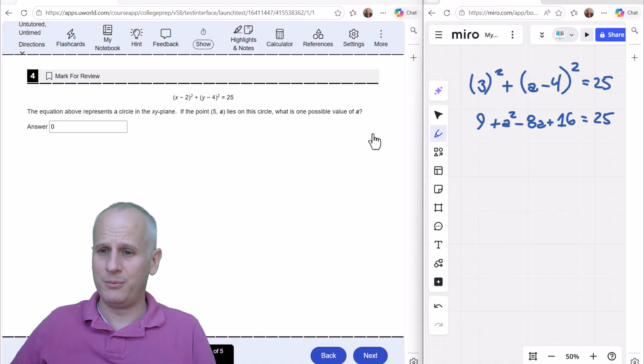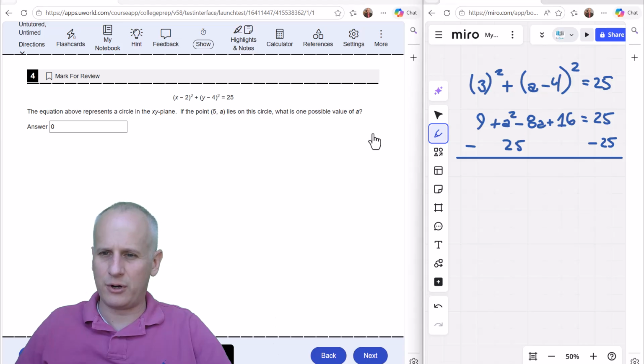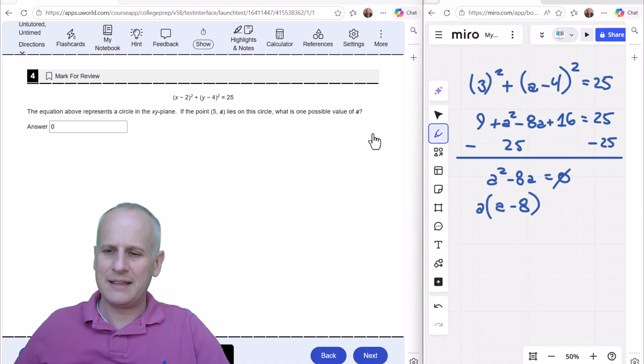And here we go. We can see we're going to be able to subtract 25 from both sides, getting a quadratic equation in the standard form for a. So we've got a squared minus 8a is now equal to 0, because 25 minus 25, of course, is 0. And if we factor the left-hand side, we'll have a times a minus 8 is equal to 0. So a could be equal to 0, or it could be equal to positive 8.